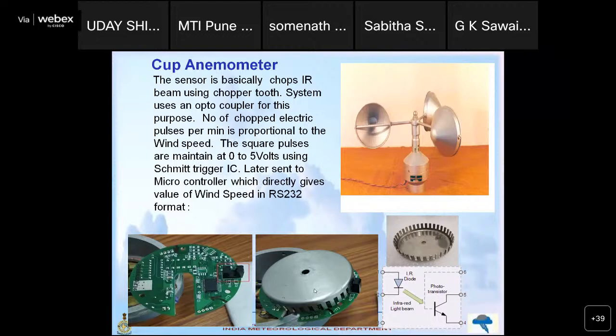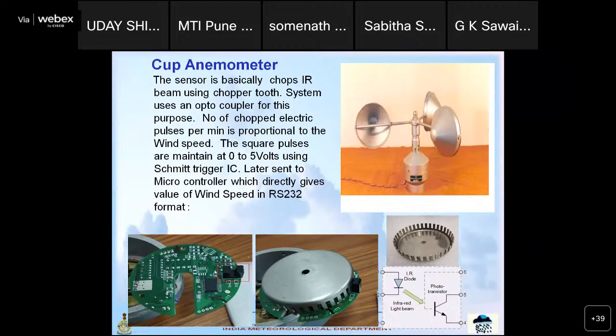So one chopping, one pulse. So there is a time involved. Whenever you will get some number of pulses, those pulses will be counted by the counter IC, and that 5 volt pulses will be again maintained by the Schmitt trigger IC, and later it might have a microcontroller which directly gives the output of the wind direction in RS-232 form.